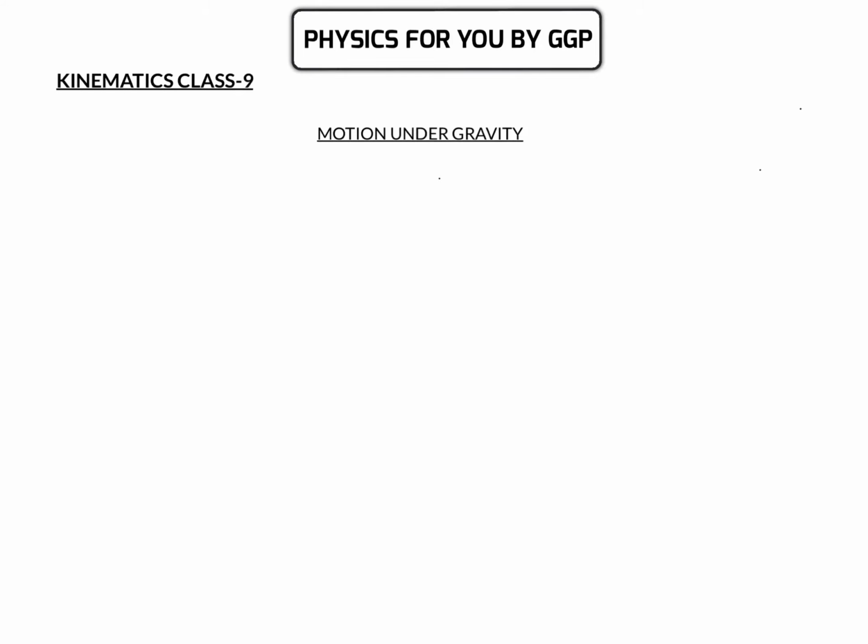Welcome all to Kinematics class 9, and this will discuss motion under gravity. If an object is on the surface of the earth or near the surface of the earth, then we know that the earth will exert some force on that object. That force is nothing but the weight of the object. So we know the value of that force is equal to mg.